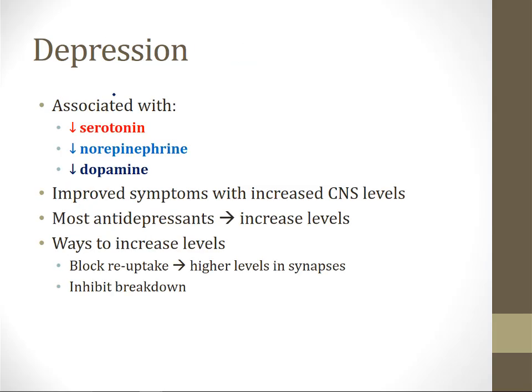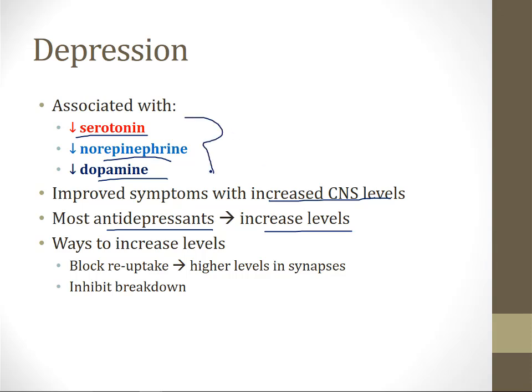Before we get into specific antidepressant drugs, let's talk about some general principles of depression. Depression is associated with decreased activity in the central nervous system of certain neurotransmitters, in particular serotonin, norepinephrine, and dopamine, and patients with depression can have improved symptoms if you boost the activity of these neurotransmitters in the central nervous system, and that's how most antidepressants work. They increase the levels and the activity of these 3 neurotransmitters.